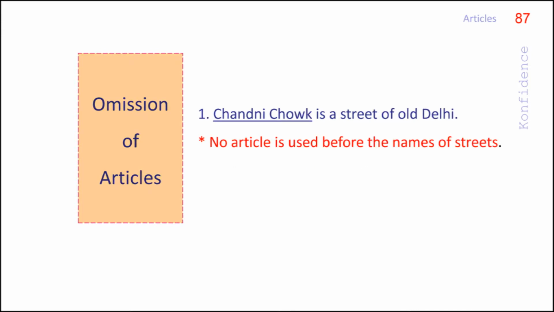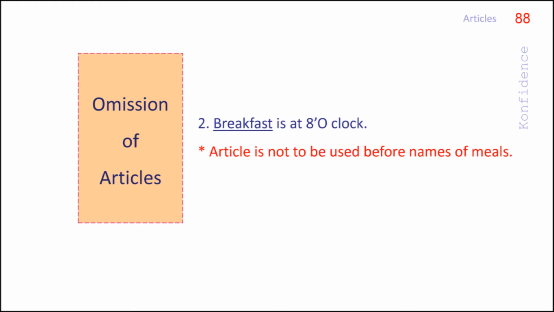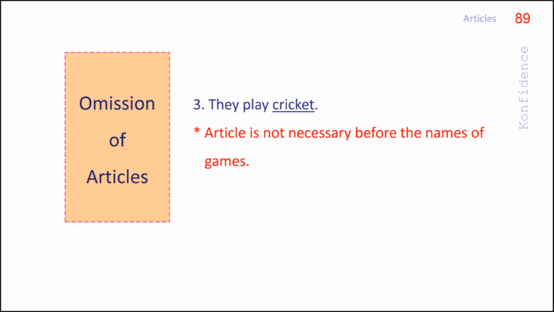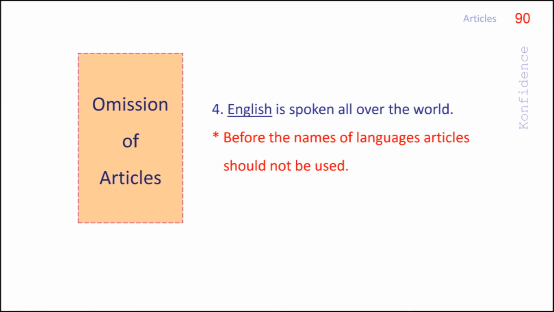Let us learn some more rules regarding the omission of articles. No article is used before the names of streets. See the first sentence in the slide. In the second sentence, there is no article before breakfast because an article is not to be used before names of meals. Like that, an article is not necessary before the names of games. See example 3. Sentence 4 tells us about the English language. Before the names of languages, an article should not be used.